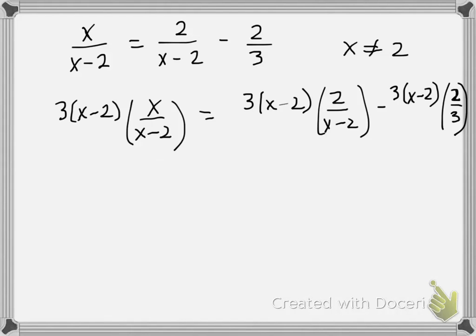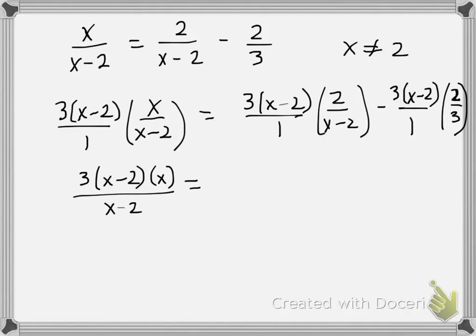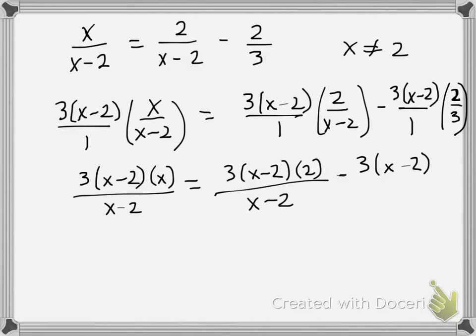So now I'm going to multiply every single term by 3 times x minus 2 over 1. Now keep in mind, why am I putting it over 1? And that is so you remember to multiply the fractions straight across. And that's exactly what I'm going to do here. I'm going to multiply 3 times x minus 2 times x all over x minus 2 equals 3 times x minus 2 times 2 all over x minus 2 minus 3 times x minus 2 times 2 all over 3.